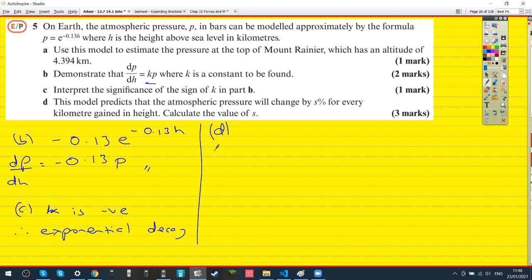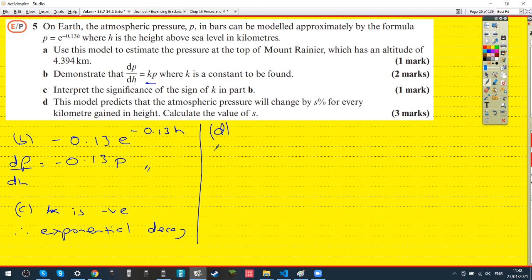Would you need to sub S into the equation? Yeah, hang on, it's weird though. The atmospheric pressure will change by S% for every kilometer gained in height. Calculate the value of S.